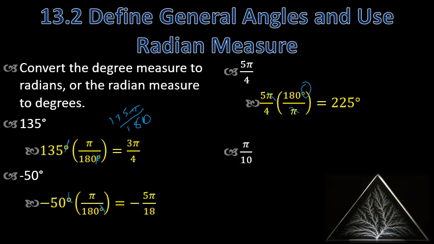How about changing pi over 10? Again, I want the pi to cancel out, and I end up with degrees, so I want that on top. So I'll be timesing it by 180 degrees over pi. The pi's will cancel out, and I have 180 degrees over 10, which is 18 degrees.